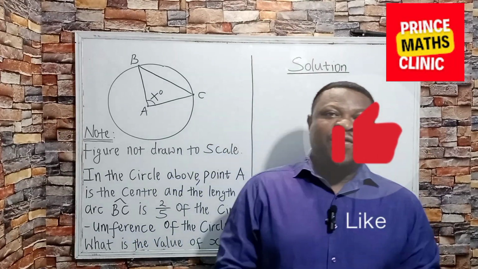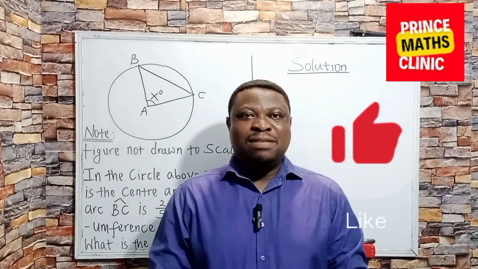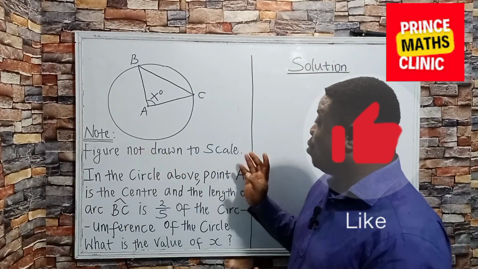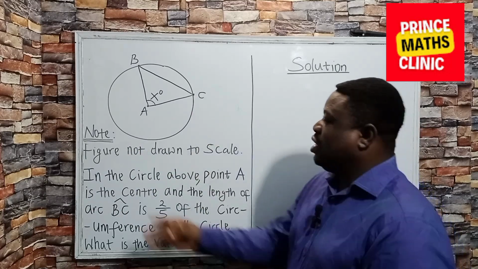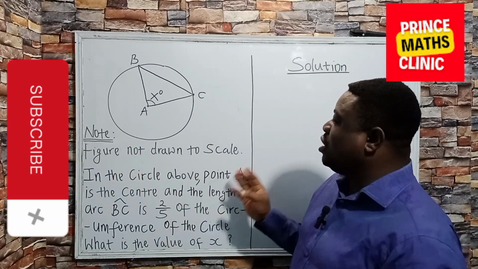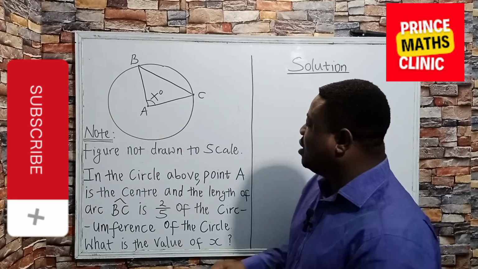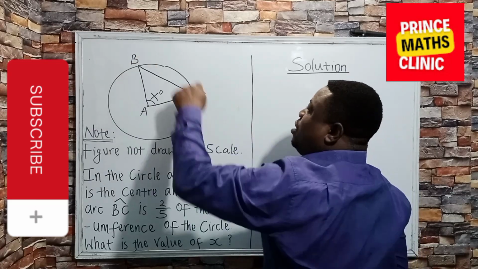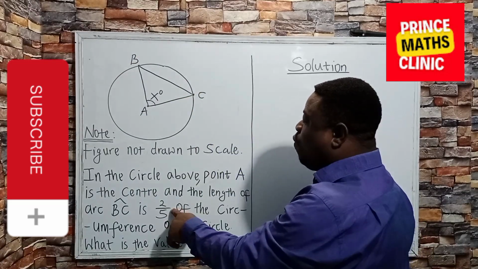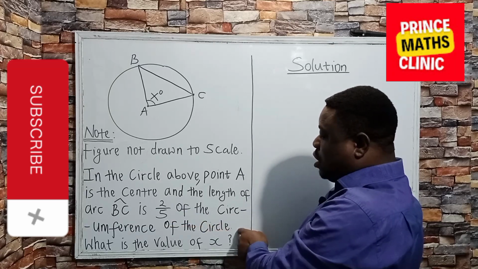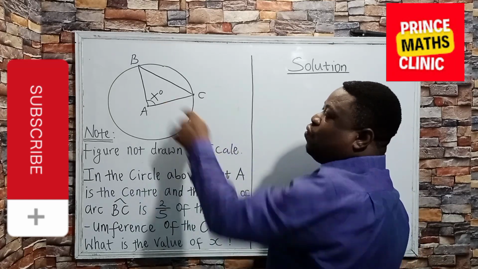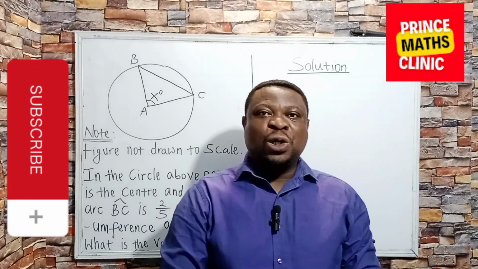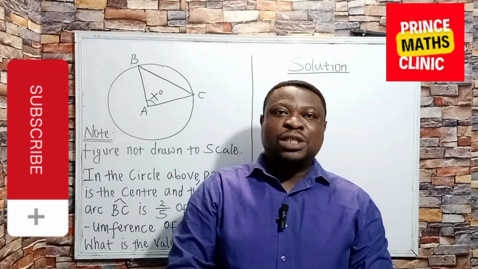Here we have a very lovely SAT maths question before us, and the figure is not drawn to scale, of course. It is a circle with the center A, and we are told that the length of the arc BC, that is from here to here, is 2/5 of the circumference of the circle, and we have to find the value for x.